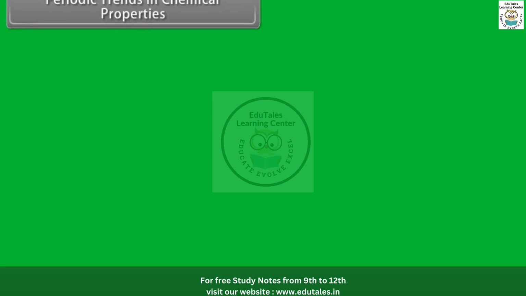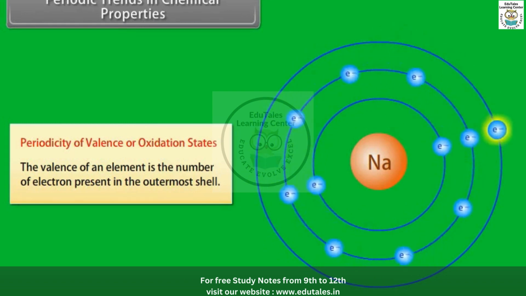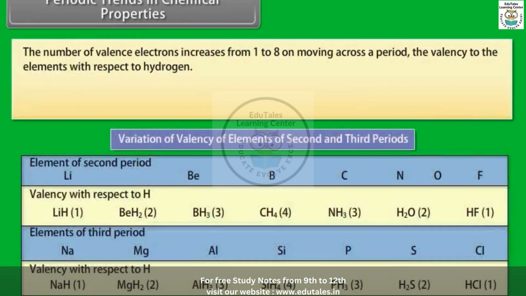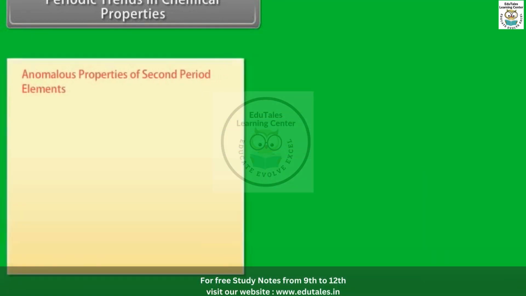Periodic trends in chemical properties. Periodicity of valency or oxidation states. The valency of an atom is the number of electrons present in the outermost shell. The number of valency electrons increases from 1 to 8 on moving across a period. The valency of the elements is considered with respect to hydrogen. On moving down a group, the number of valency electrons remains the same and therefore all the elements in a group exhibit the same valency.